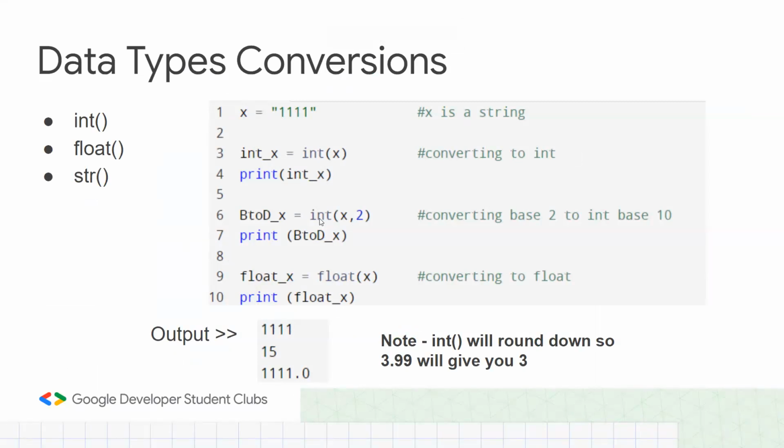Similarly, you can do this with two different integers here, converting x from base 2 to int base 10. And here you have the float function converting it to a float number, and that's why you can see the decimal at the end. One extra thing to note is that the int function won't actually round up, it will only round down. So even if you have 3.99, it's similar to floor division, it rounds down to 3. Any questions so far?